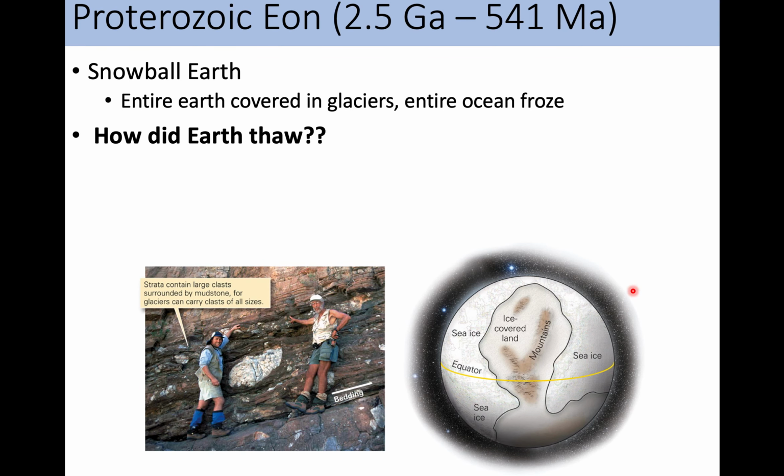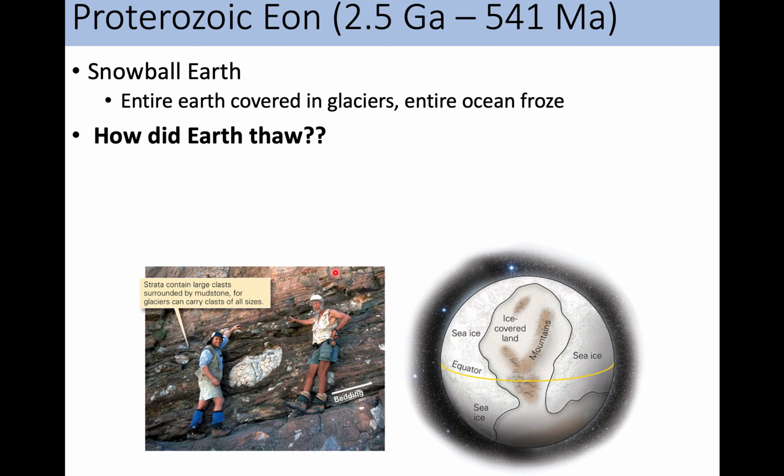So after we had this fabulous boom of life, with multicellular life thriving, we had what we call the snowball Earth. So our entire Earth was actually covered in glaciers. Our oceans were frozen. Everything on Earth froze. That is why we call it the snowball Earth.